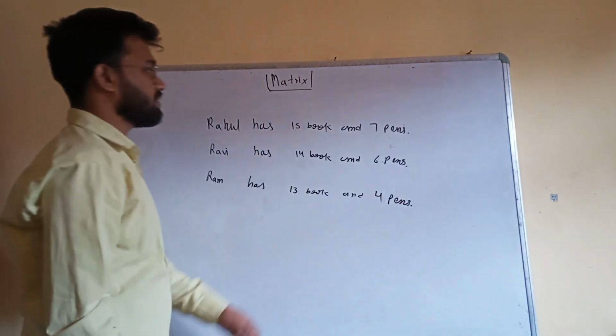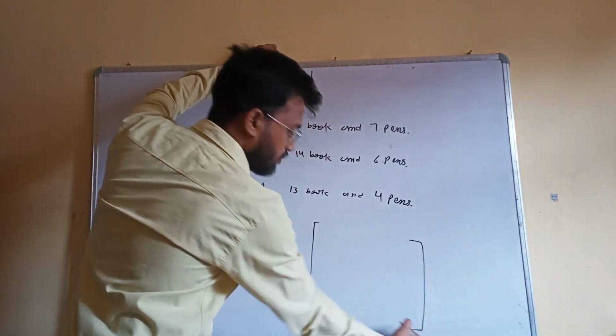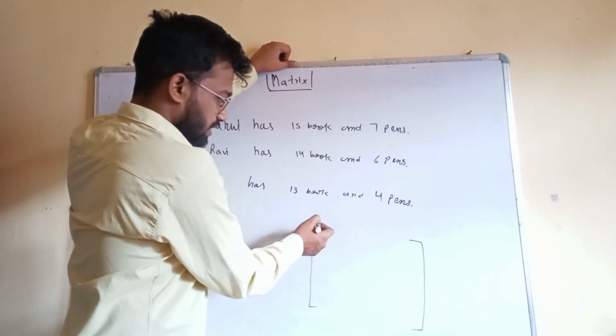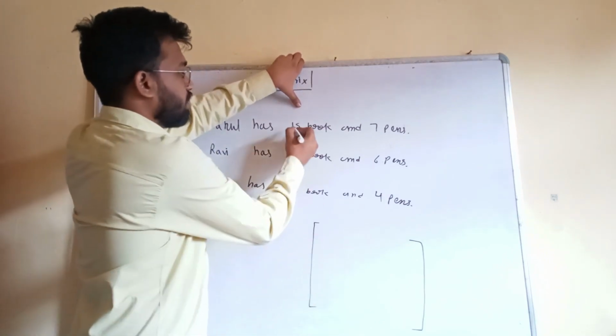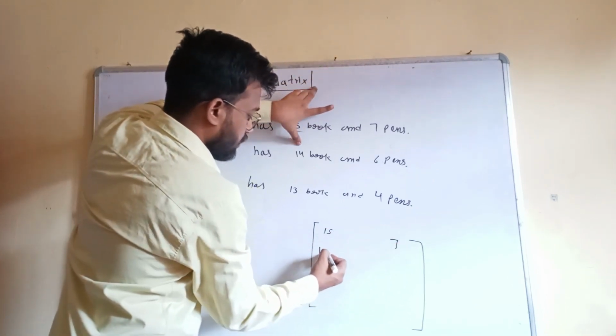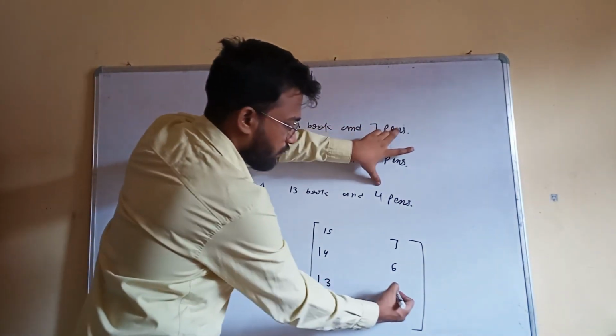So how are we going to represent it? First we will write this rectangular bracket. I already told you that whenever we are talking about a matrix, we are going to see this rectangular bracket. So first we will write 15, then 7, 14, then 6, 13, then 4.